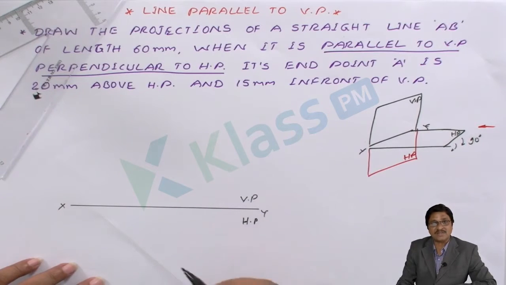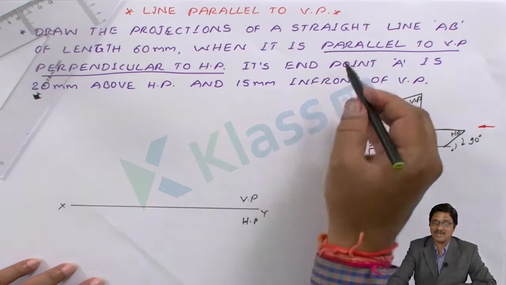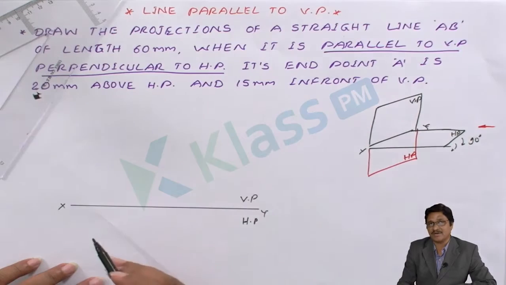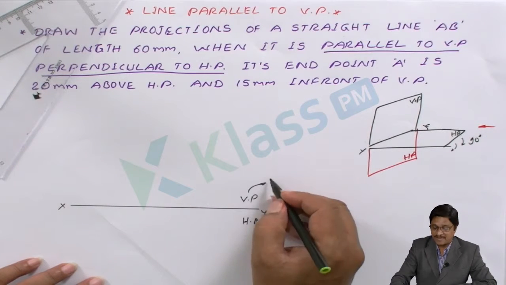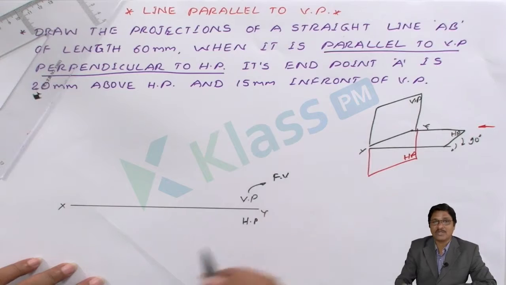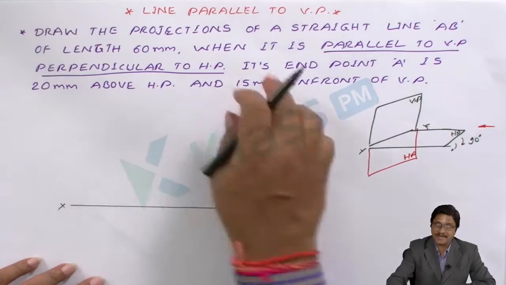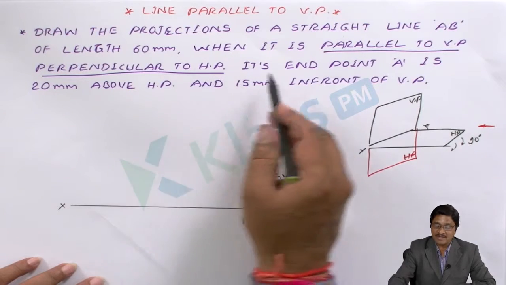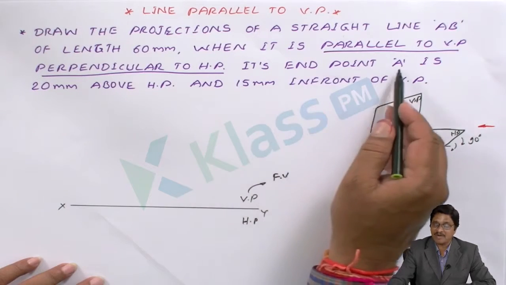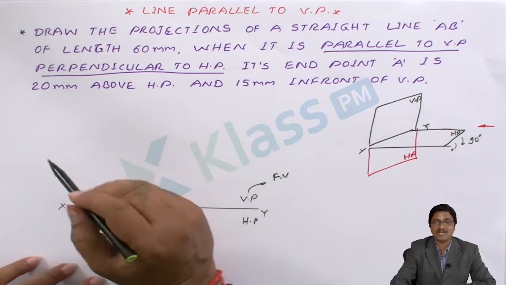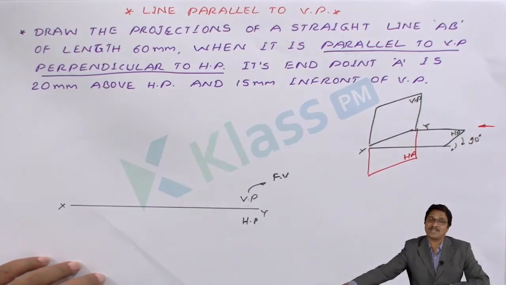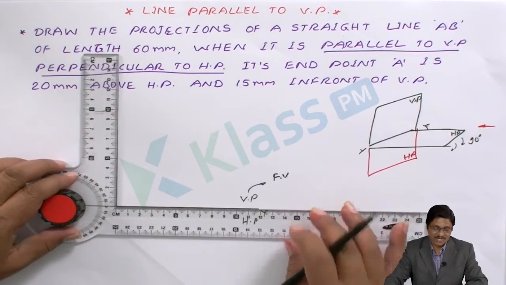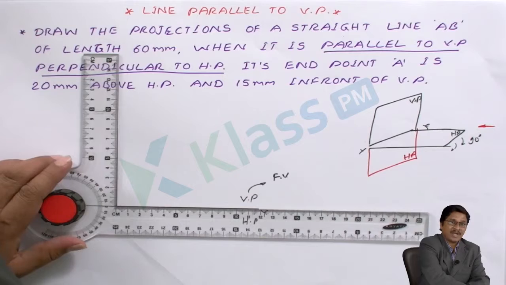Then you have to decide which projection to initiate. For that you rely on the parallel condition. Parallel to VP means I have to draw the VP projection first, so you initiate with the front view. While drawing the front view, you have to take the details of the horizontal plane. What are those details? The line is perpendicular to the horizontal plane, and at the same time its end point A is 20 mm above the horizontal plane. You have to maintain the same details. So take the mini drafter, because you have to draw absolutely perpendicular and parallel lines.